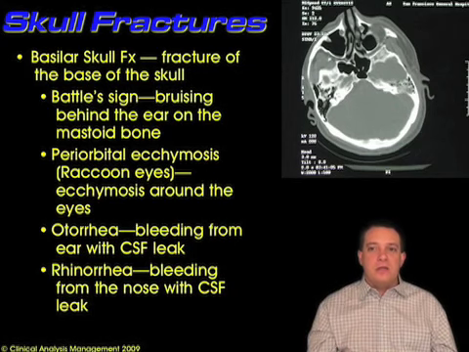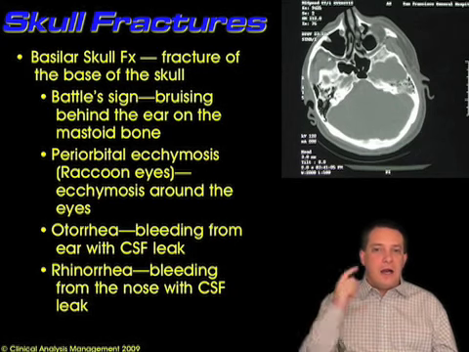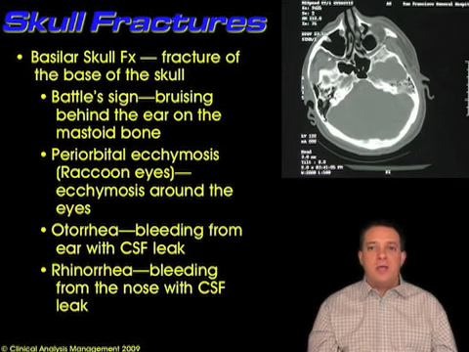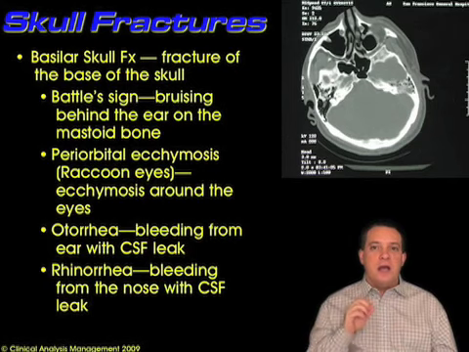Remember with basilar skull fractures, they may have rupture of the meninges as well. They may have bleeding out of their ears, or they may have bleeding out of their nose. And one of the things that we want to do if we see blood coming from the ears or the nose is we want to assess whether or not there's actually cerebrospinal fluid in it, which would confirm the diagnosis of a basilar skull fracture.